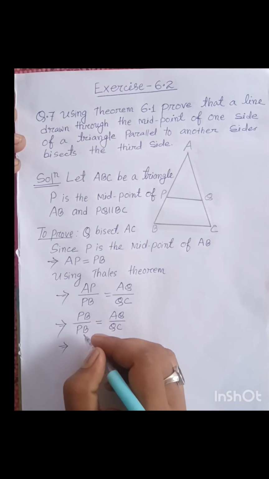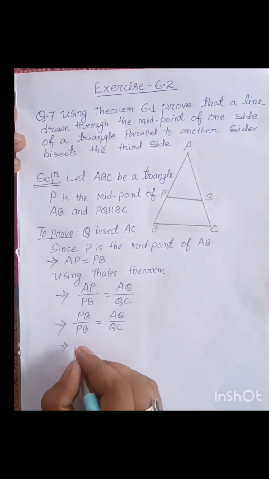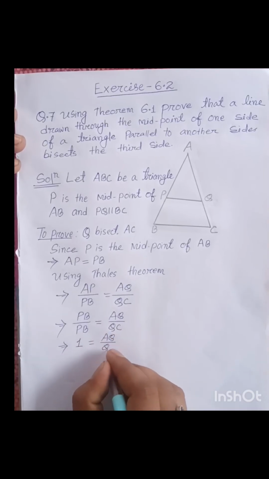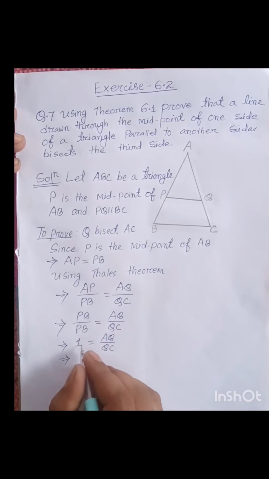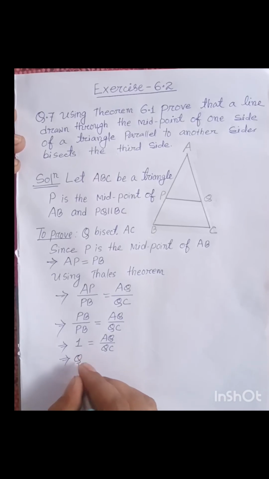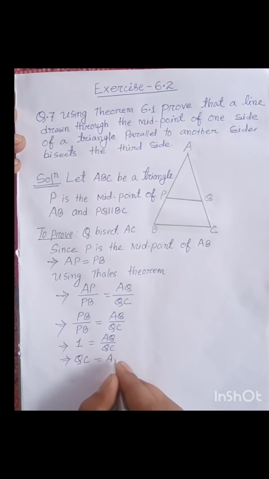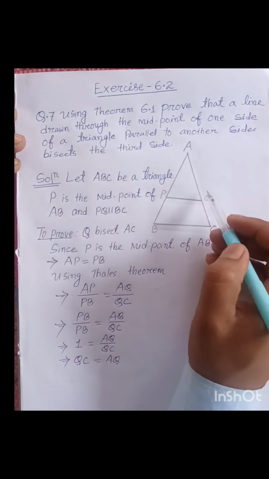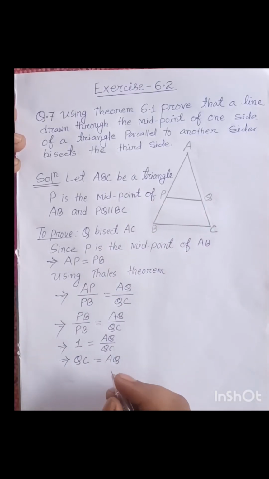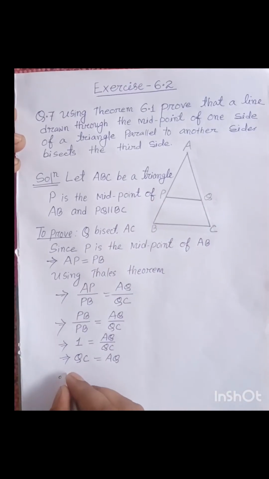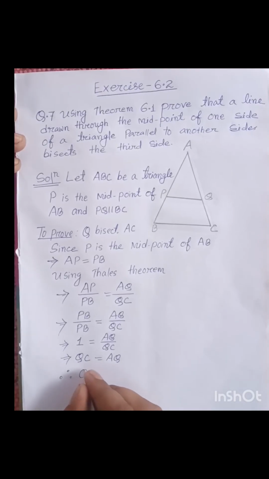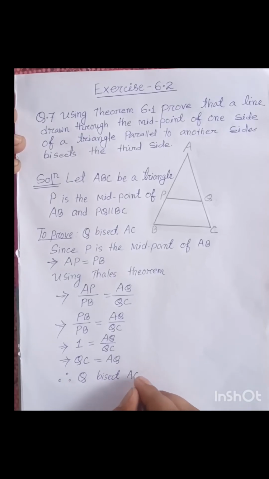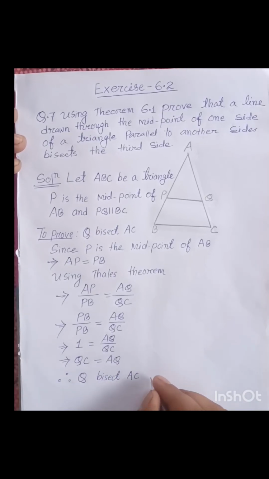So same value, if I divide, then the answer I always get is 1. So write here 1 equal to AQ by QC. Now do cross multiply. 1 into QC is equal to QC equal to AQ. QC is equal to AQ means QC and AQ lengths are equal with each other, means I can write therefore Q bisects AC, or Q is the midpoint of AC. Hence proved.